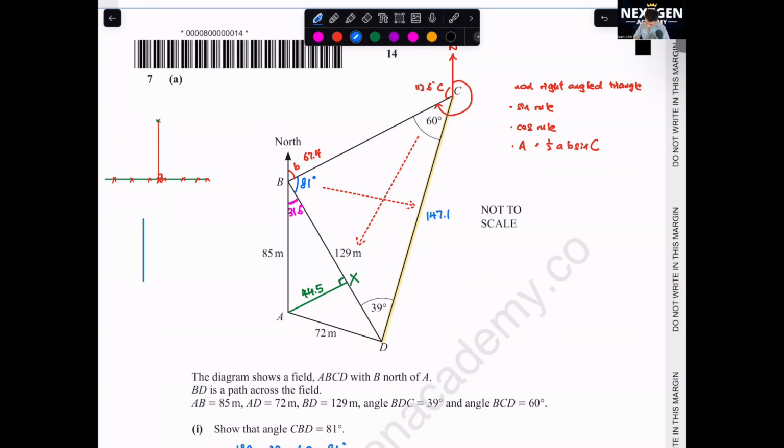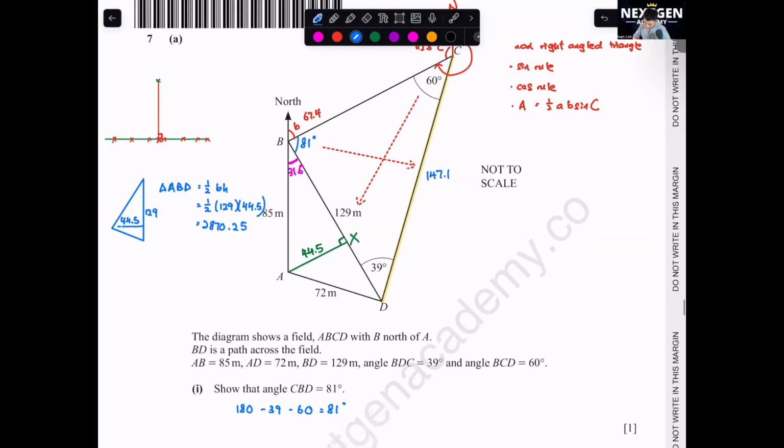Okay, so let's split it up. I will do like that here. Okay, this one we'll use triangle ABD. We use half times base times height. Okay, the base here is 129. The height is 44.5. So 0.5 times 129 times 44.5. Okay, we get this 2870.25. Okay, this one 90 degrees.